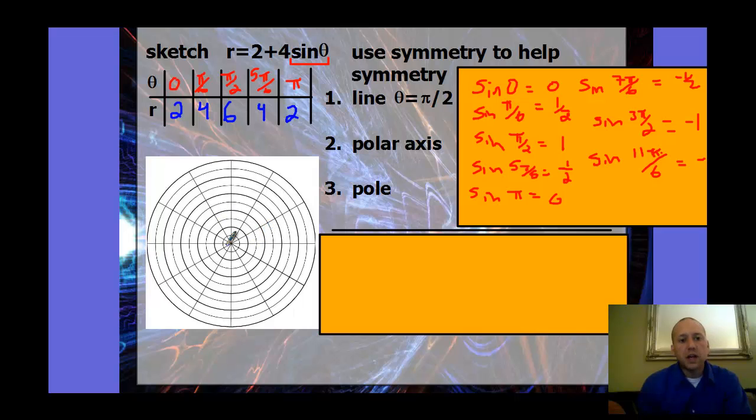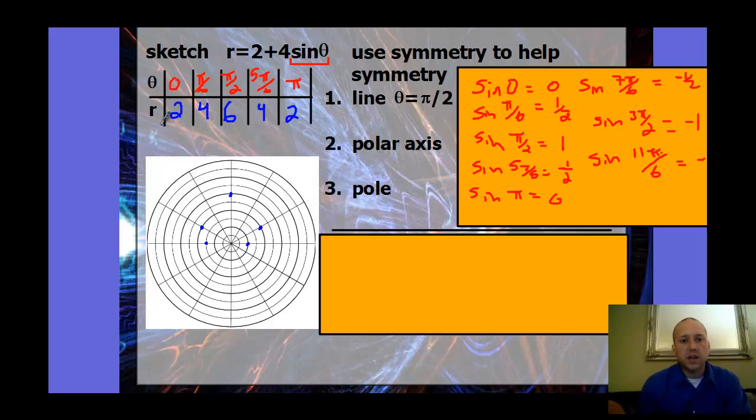So I plot those points. 0 is my angle, and I go out 2. Each of these rings represents 1, so 1, 2. I could change that scale if I wanted to go by halves. If I look at how this circle is broken up, here is pi over 6, pi over 3, and this would be pi over 2. So at pi over 6, r is 4. At pi over 2, about 6. 5 pi over 6 would be 4. And then pi is 2. So let's keep going.